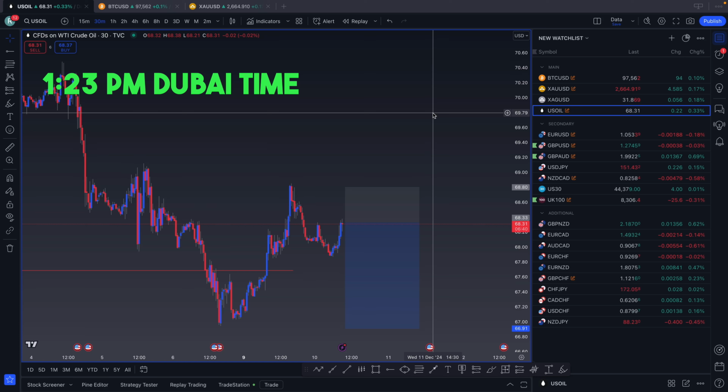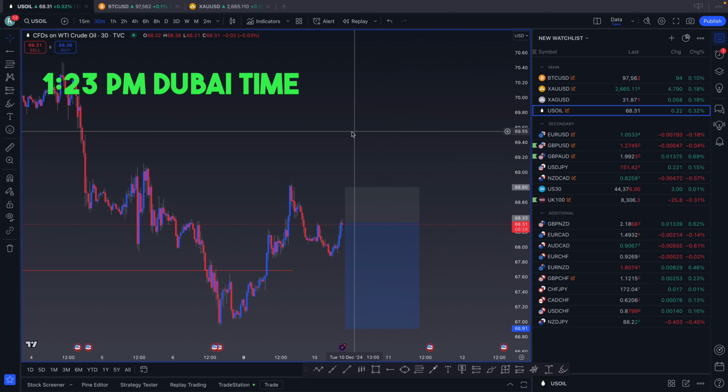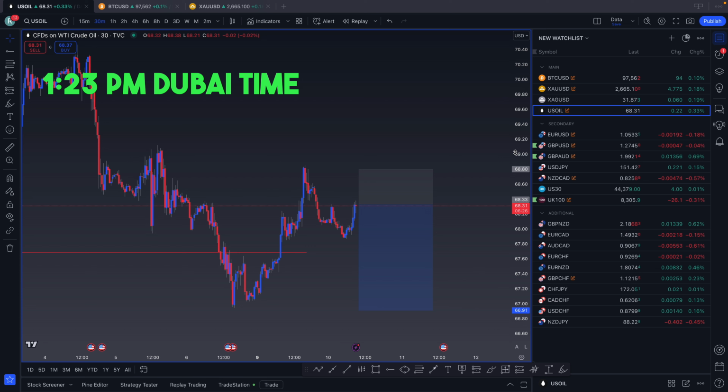So today I see two trades on the charts. I'm going to be taking one of them and the other one I'm going to restrain myself from taking, and decide not to take it. I'm going to explain why. So the first entry model that I see on the charts is for US oil today.